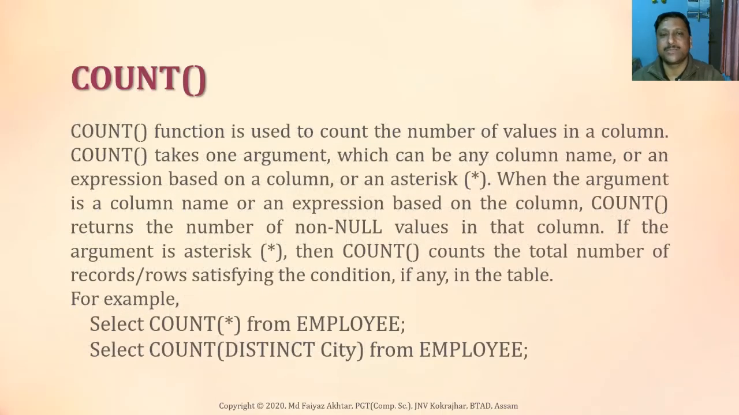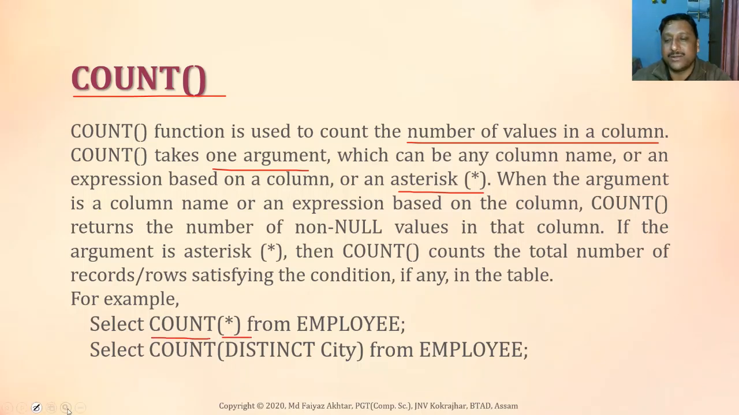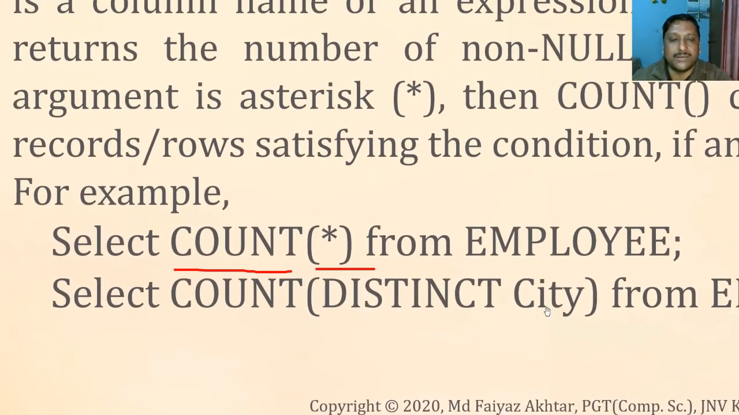Count function. The count function can be used two ways. The count function is used to count the number of values in a particular column. Count takes one argument, which can be any column name or expression based on the column, or an asterisk. Two ways means you can give the count function and then an asterisk, or you can give a column name within the brackets, or you can give star, asterisk.